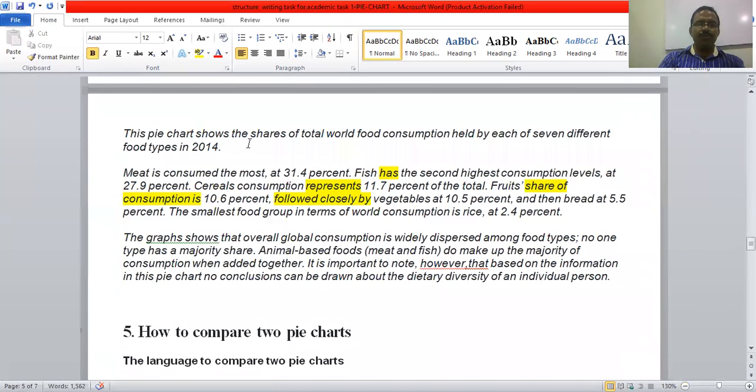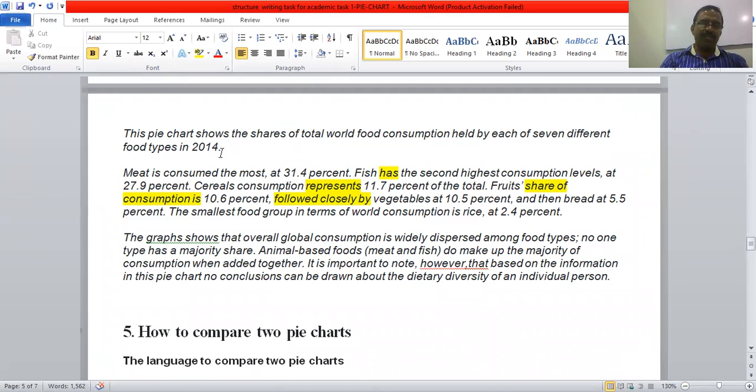The pie chart shows the shares of total world food consumption held by each of 7 different food types in 2014. So this is the introduction. Okay, you have paraphrased the information. So the pie chart shows the shares of total food consumption held by each of 7. So we have counted the 7 different food types in 2014. So there is not written 7, okay, but we have counted them and we have written 7 different food types in 2014.